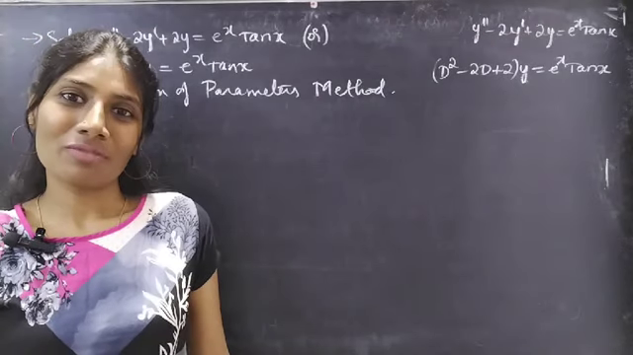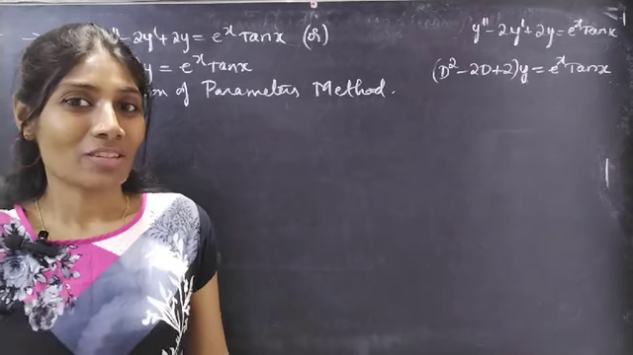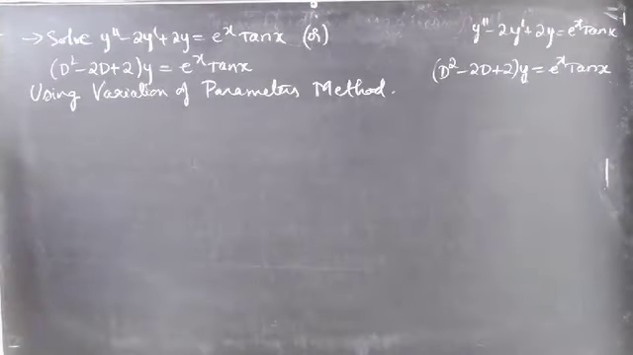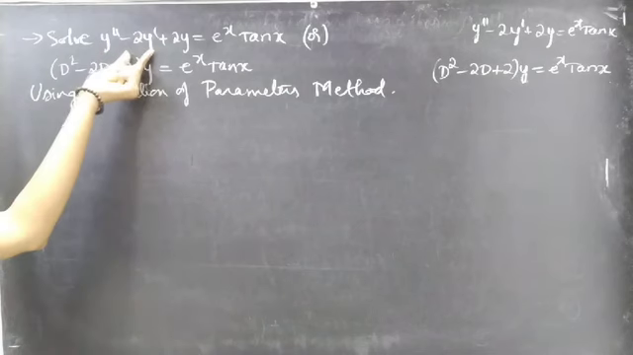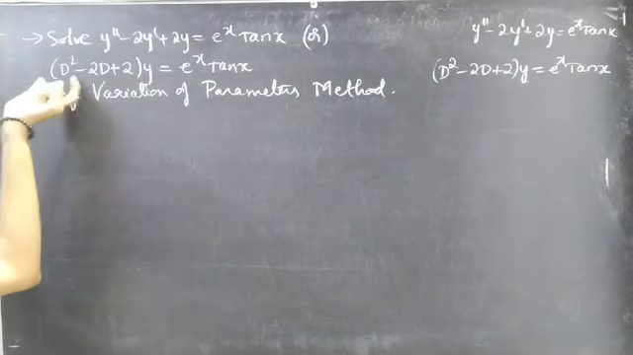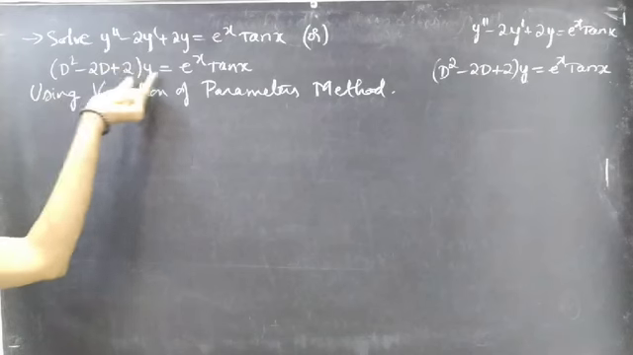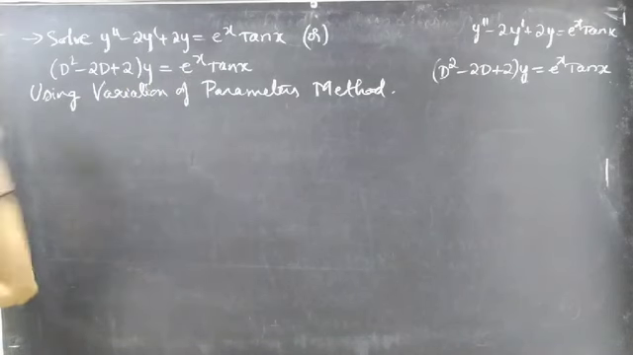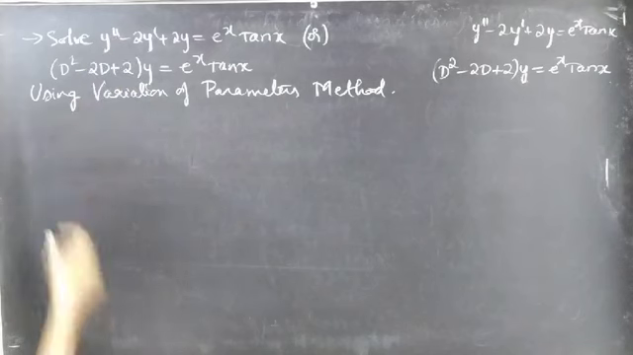In this video, we're going to solve a differential equation using the variation of parameters method. So let's get going. Problem: solve y double dash minus 2y dash plus 2y equal to e power x tan x, or (D square minus 2D plus 2) y equal to e power x tan x, using the variation of parameters method. So we are given a differential equation of order 2.